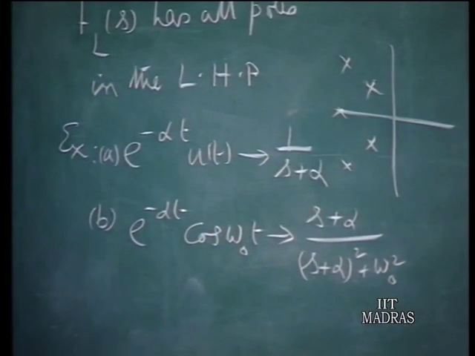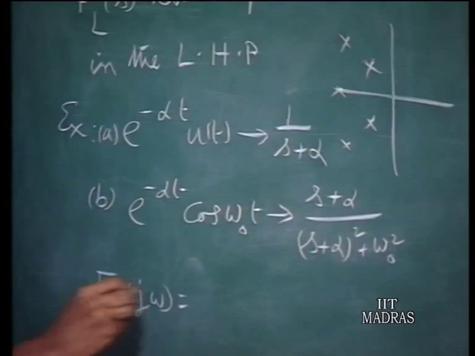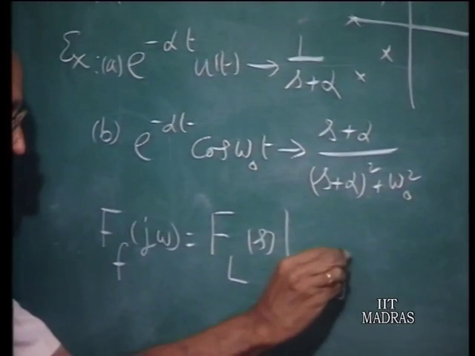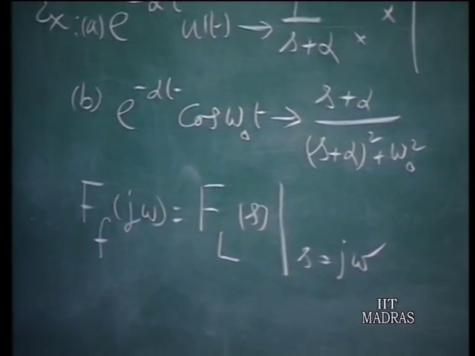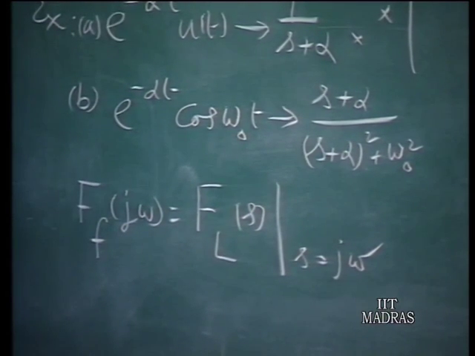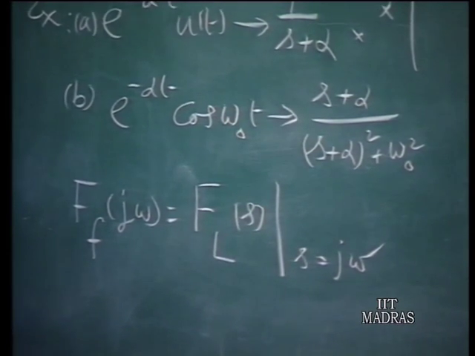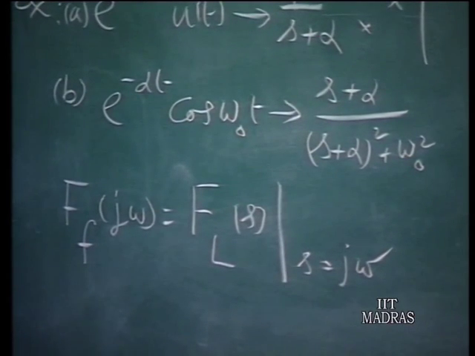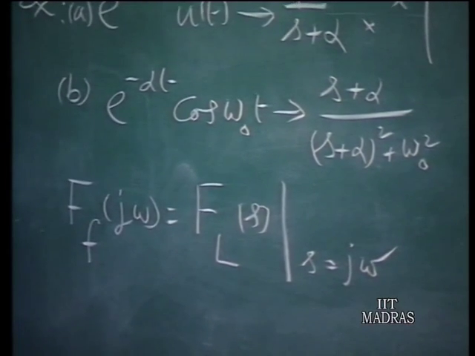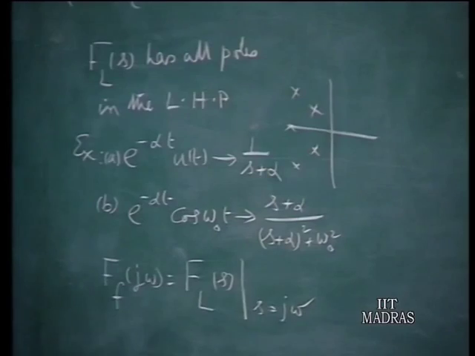In all these cases, the Fourier transform F of j omega is obtained from the Laplace transform of the corresponding function with the substitution s equal to j omega. So the Fourier transform can be obtained from the Laplace transform by the mere substitution of s by j omega. Conversely, the Laplace transform is obtained from the Fourier transform by substituting s for j omega. So when the abscissa of convergence is less than 0, the Fourier transform and Laplace transform are very closely related. One is obtained from the other by substitution of s for j omega or j omega for s.